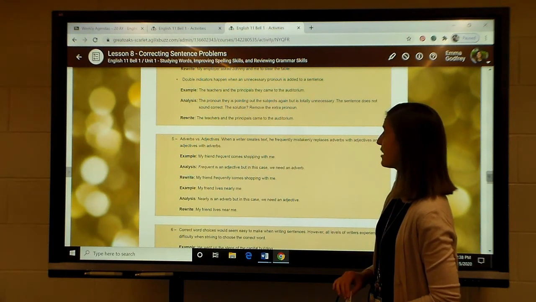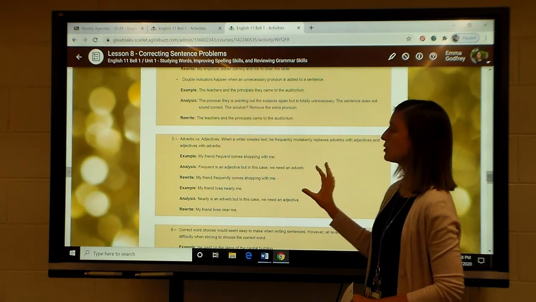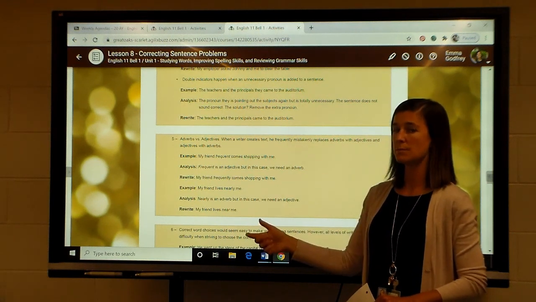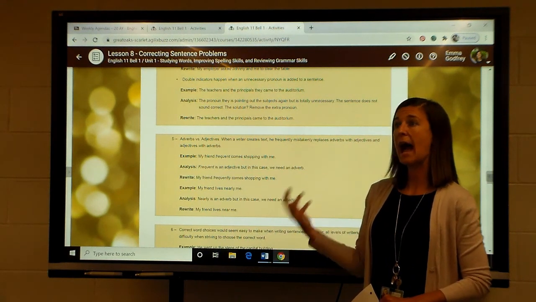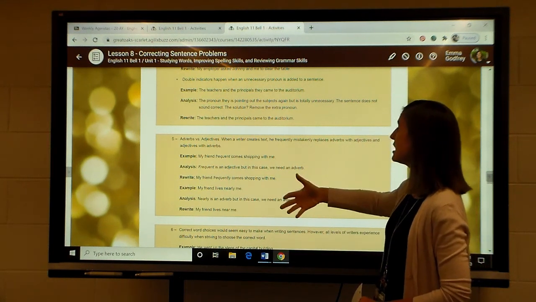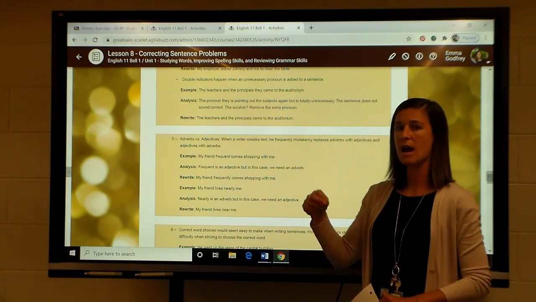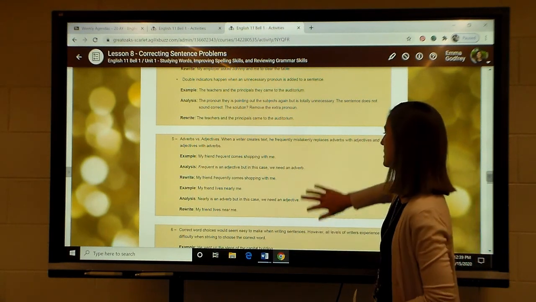Down here we have adverbs versus adjectives. So for this type of question, adverbs usually tell us when, where, or how something happened. And if it's a how it happened, usually it will end with ly. Adjectives usually give more description about something or someone, not how they did it or when it happened.